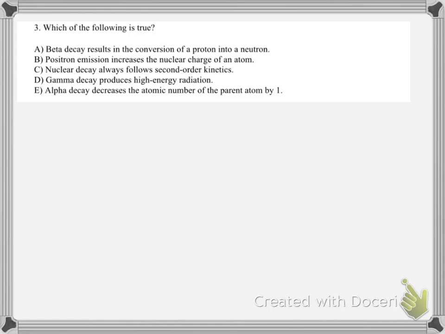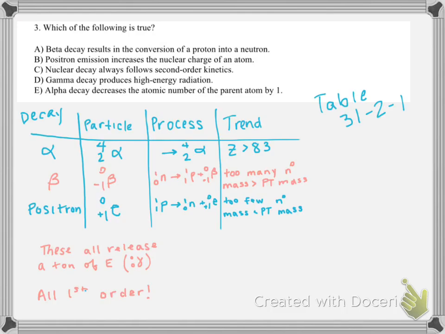Okay, so we have another nuclear question. This time it's about the types of decay that atoms can undergo. I've gone ahead and put this table on the screen here. If you want a slightly more detailed version, go to the ebook. It's in chapter 31, part 2, and there's a table with some of this information and more.